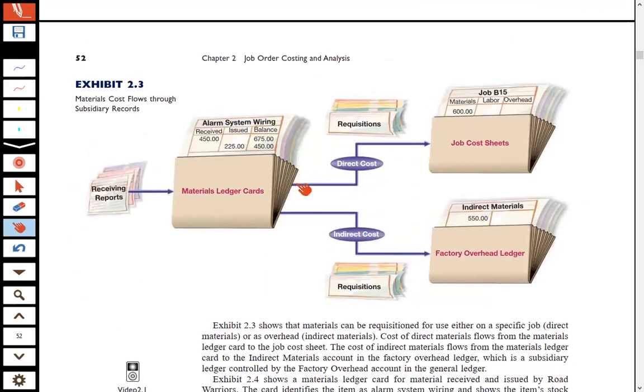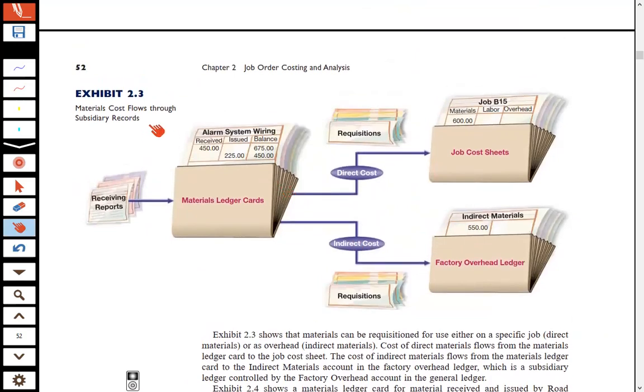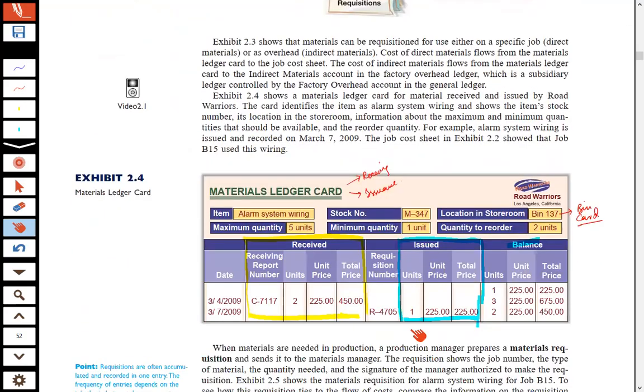Now, this is the materials cost flow through the subsidiary costs. We have received the materials, and after receiving that material from the supplier, we maintain a material ledger card, that is received, issued, and balance. After that, what is being issued, if it is a direct cost, goes into the job cost sheet, and if it is an indirect cost, it goes to the indirect material, that is the factory overhead ledger. Clear? Yes. So this is simple, nothing to worry about.